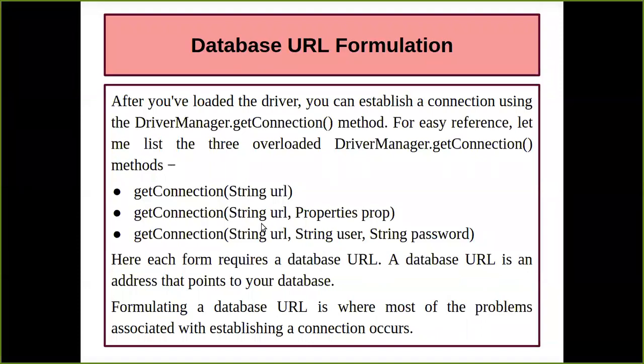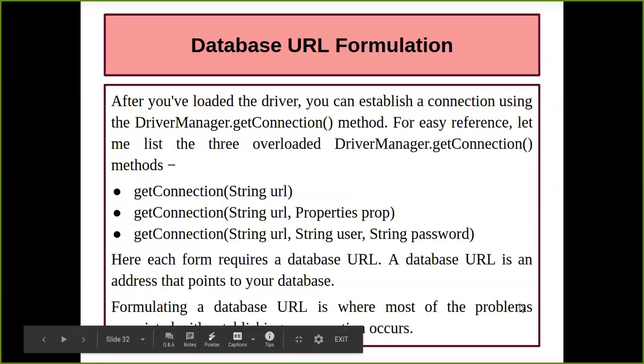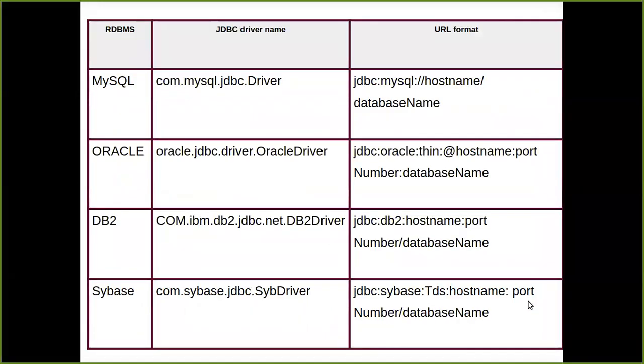So what two parameters do we have? One is I am going to pass the URL and one is going to be the properties. Third way is get connection, where we are again going to have the URL, a username and a password. So one thing which is going to be common in all three is the URL. Now, what do you mean by URL? I'll just give you this table.